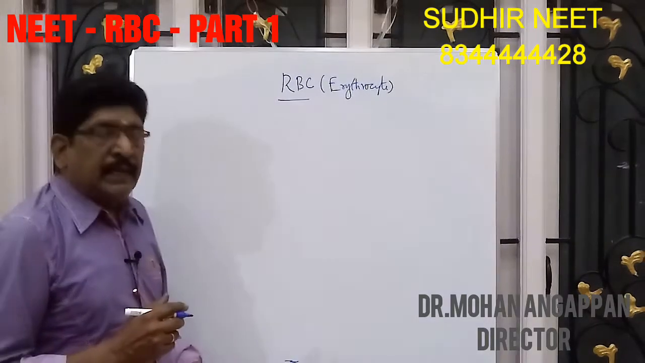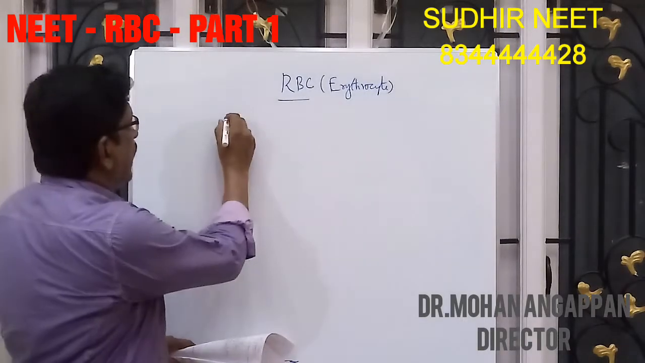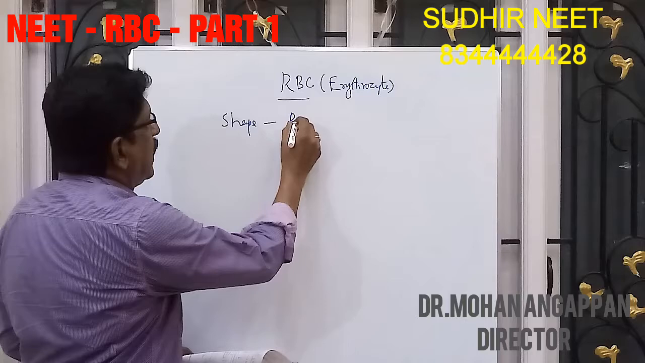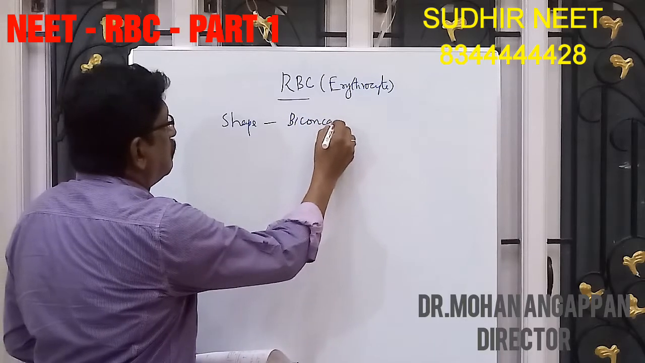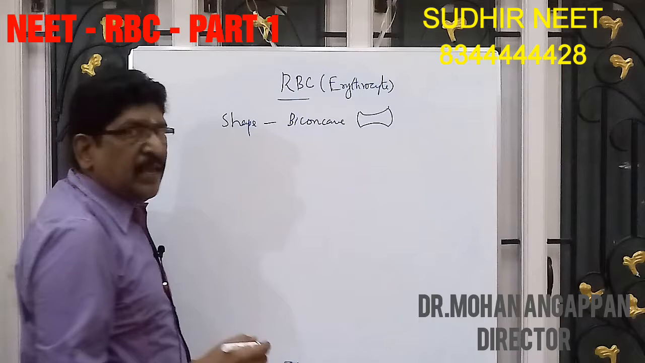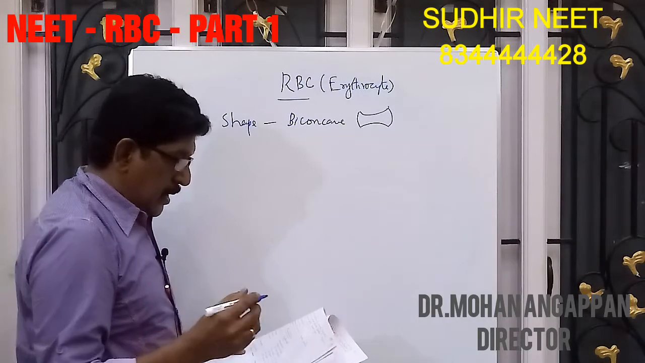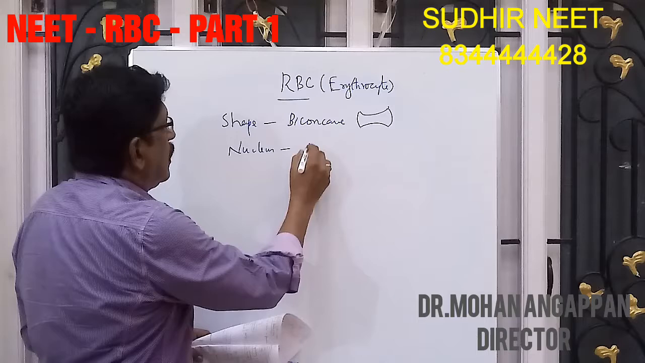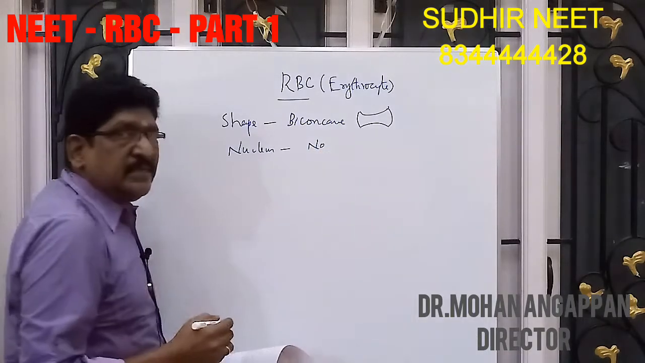So talking about the RBC, what is the shape? Shape is biconcave. So it is biconcave in nature. Nucleus: not nucleated. Nucleus is absent.